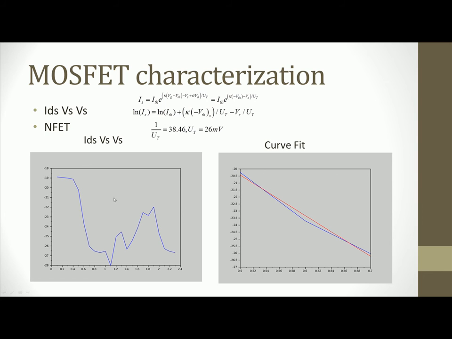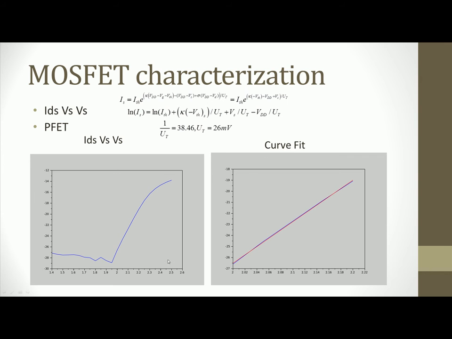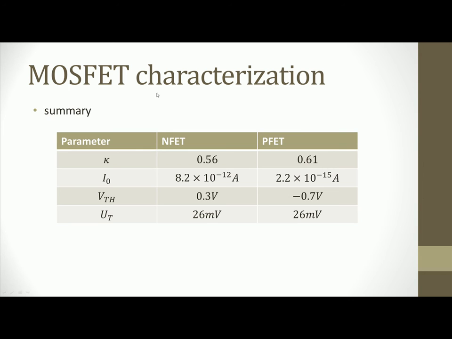And then we do the source voltage sweep for the two types of MOSFET to get the VT and the UT. Actually, we take the log, then find the straight line and do the curve fit. For example, for NFET, we do from 0.5 volt to 0.7 volt, and for PFET, it's like 2 volt to 2.22 volt. We both got very ideal results, and this is our summary.